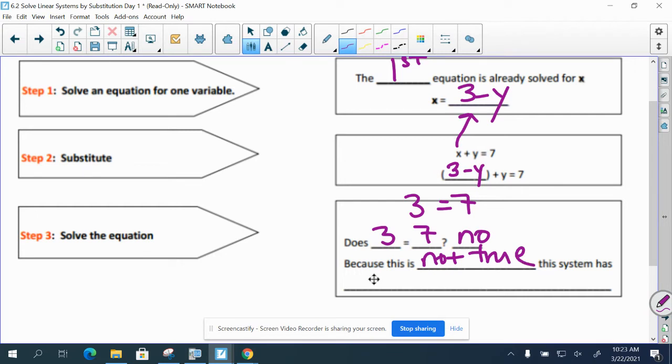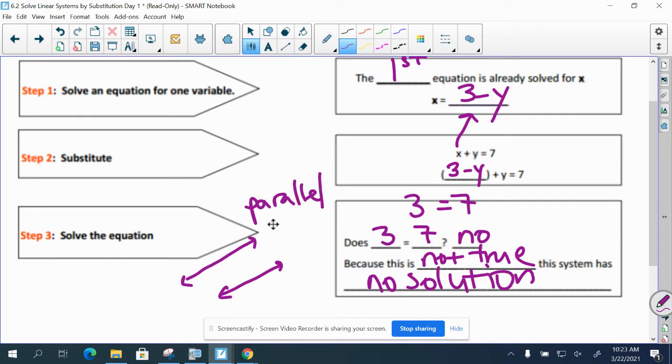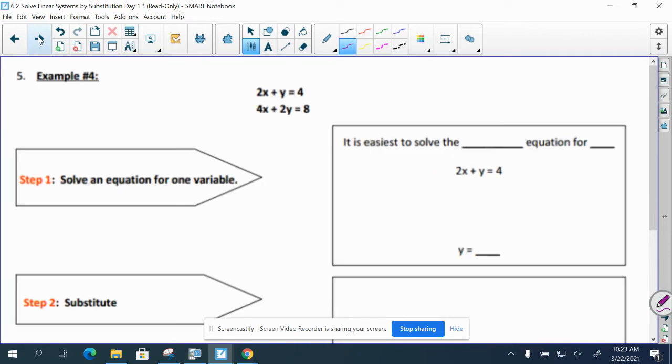this system has no solution. So this would be an example. If you have no solution with two lines, that means that they are both parallel. So in this example, we have parallel lines. I don't think we had any examples like that in yesterday's Edulastic with graphing.